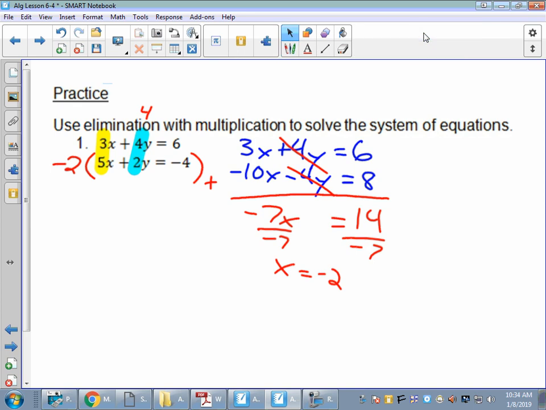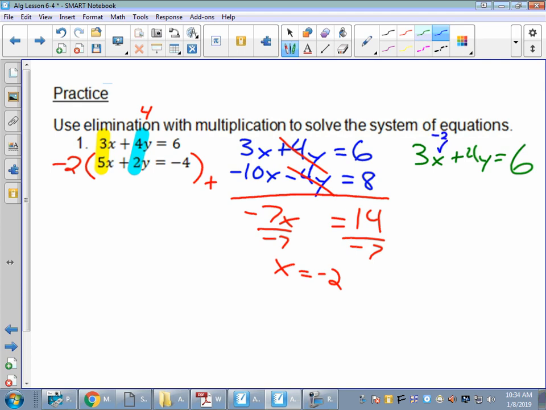So I'm going to go ahead and write the first equation up here again. 3x plus 4y equals 6. And then remember, I'm taking this negative 2, and I'm going to substitute it in for x because we already solved for x. So now I've got 3 times negative 2, which we know is a negative 6, plus 4y equals positive 6.